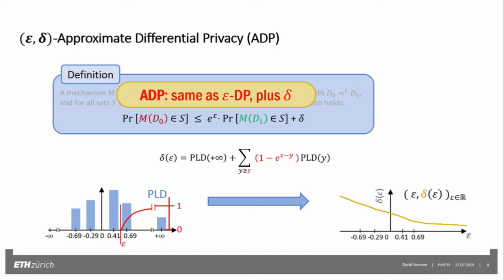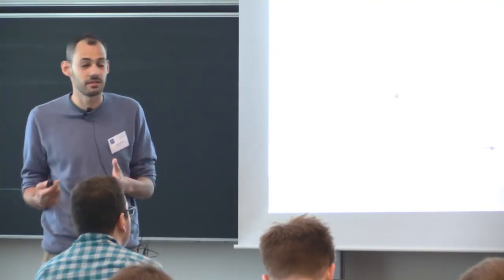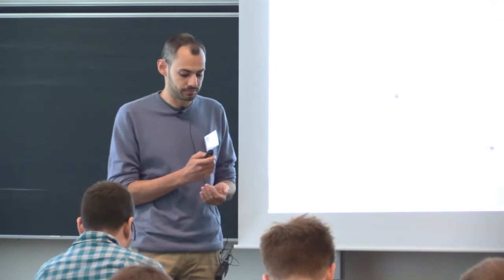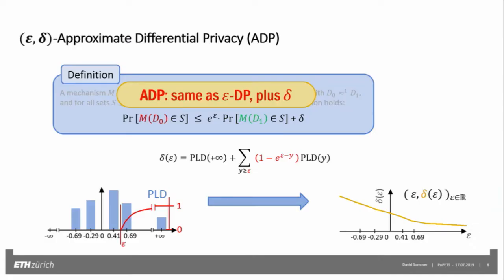I would advocate in future not to just look at a single epsilon-delta pair, but at the whole graph, because it contains much more information about the actual privacy loss of a mechanism. Here on the x-axis, we have the epsilon, and the delta is on the y-axis.